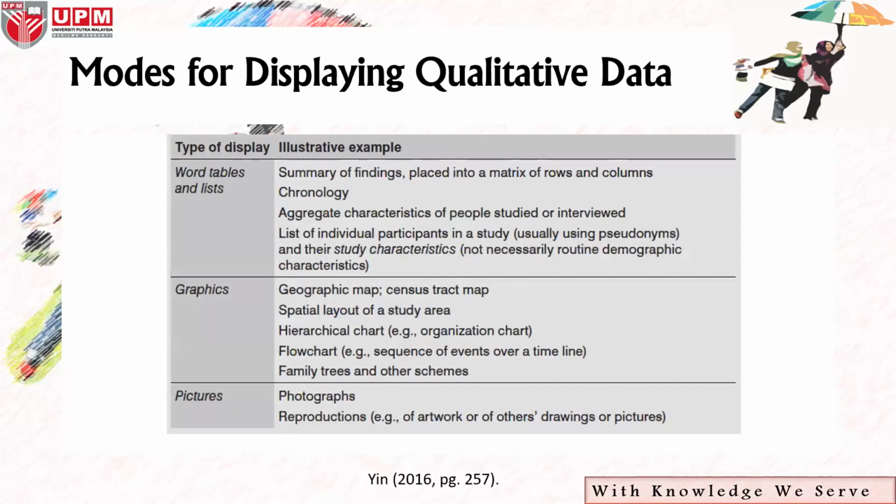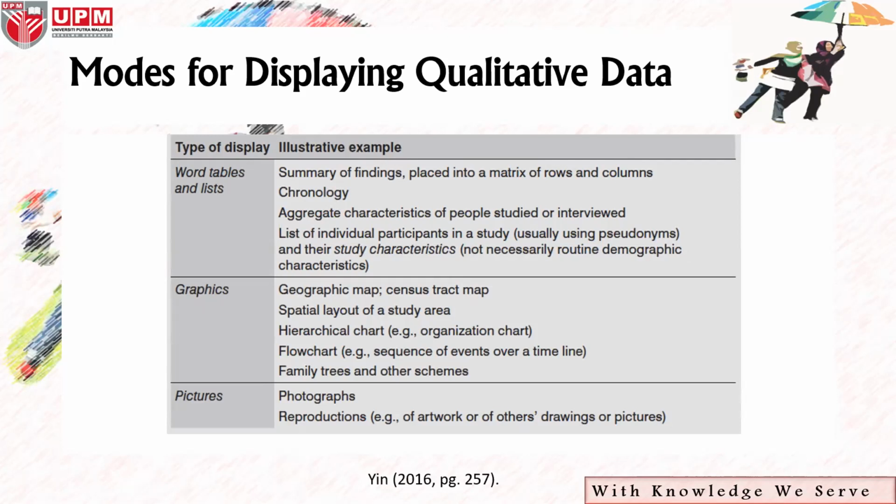Okay, for qualitative data, these are among the modes that you can use. First, you can use the word table or list. You can summarize your finding, place into matrix or rows and columns. You can present your data based on chronology, aggregate characteristic of people studied or interviewed, list of individual participants in a study, which is usually using pseudonym.